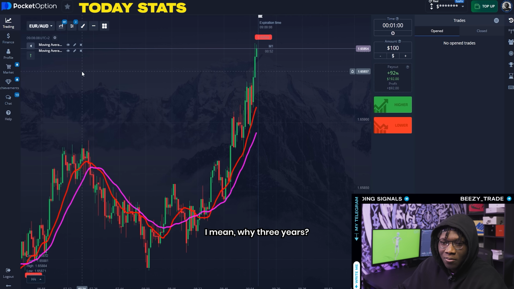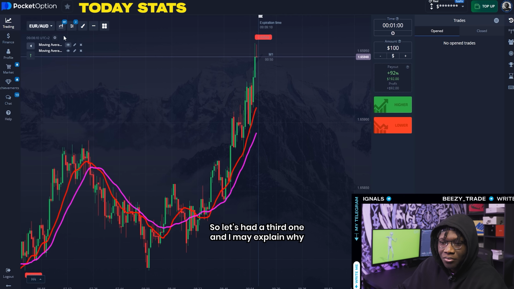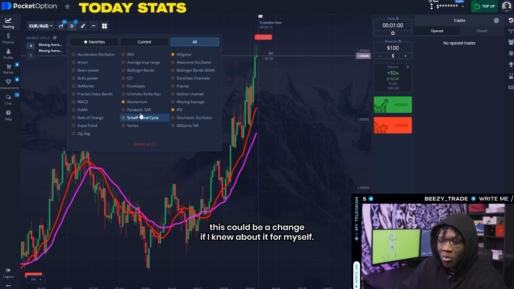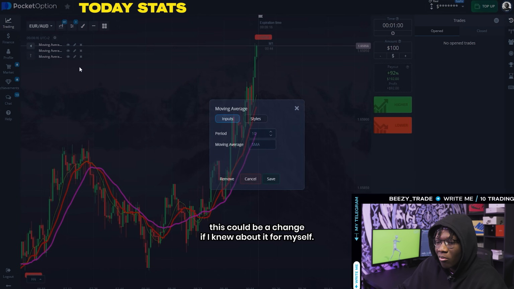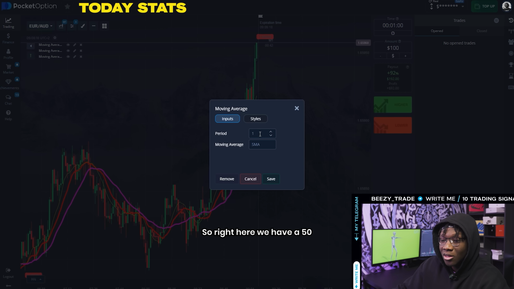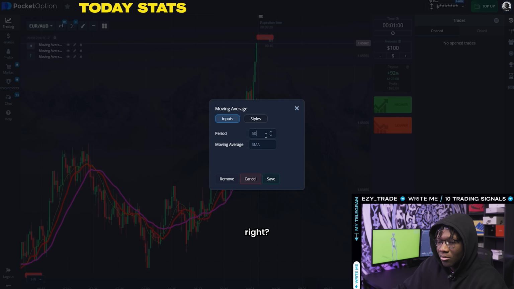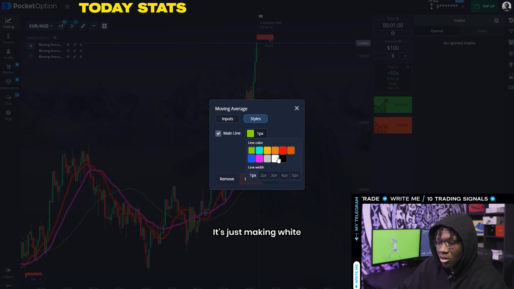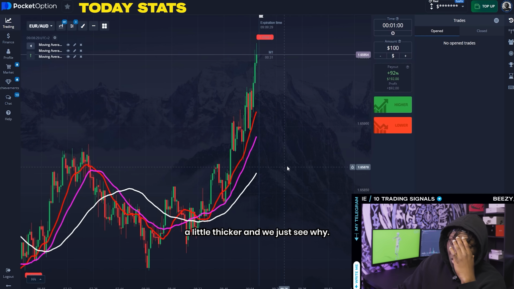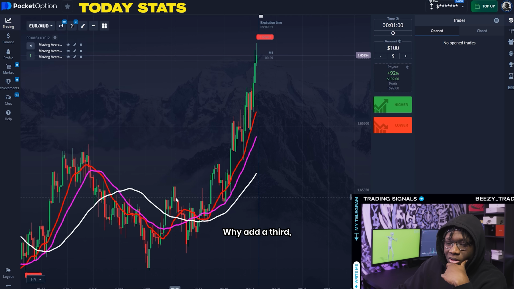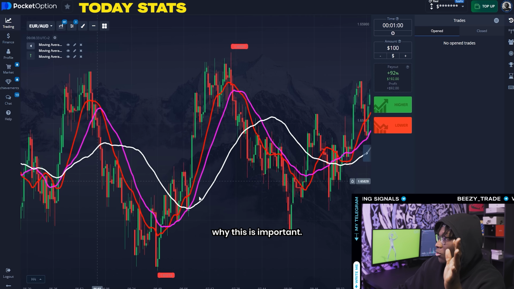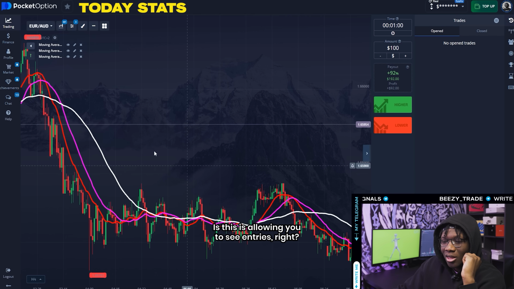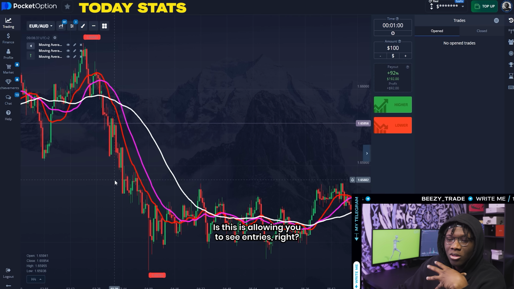So why 3 SMAs? Let's add a third one, and I'm going to explain why this could have been a changer if I knew about it for myself. Right here, we have a 50 SMA. Let's make it white, make it a little thicker, and save it. Why add a third SMA? Why this is important is this: it's allowing you to see entries.